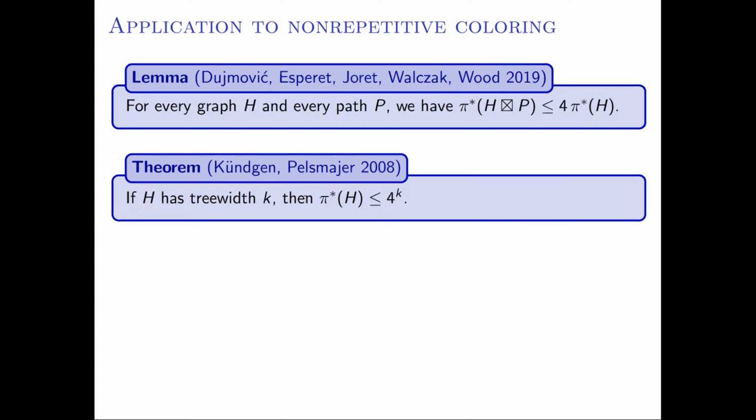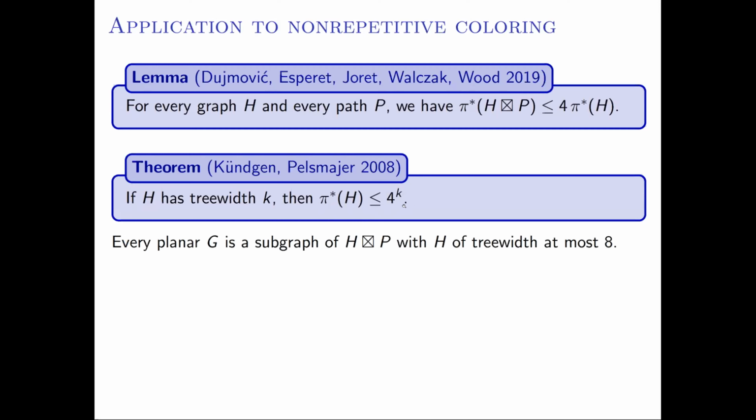but we can also prove that this pi star, which is a bit stronger, is also bounded for graphs of bounded tree width. And it's actually exactly the same proof as that of Kündgen and Pelsmajer. And if you like, this parameter pi star is kind of implicit already in their proof. So we have these two things, and it's over. Every planar graph is a subgraph of H times P. So pi star of G is at most pi star of H times P, which is at most 4 times pi star of H by the first result, which is at most 4 times 4 to the 8. It's at most 4 to the 9.